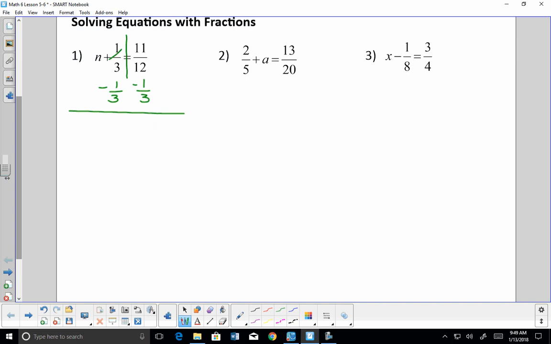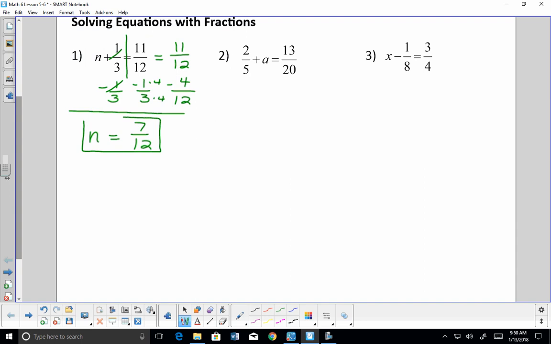1/3 minus 1/3 cancels out, leaving me with n. 11/12 minus 1/3 needs to have a common denominator in order to subtract those. The common denominator between 3 and 12 is 12. So 11/12 can stay as 11/12. 1/3 needs to change to 12ths. 3 times 4 is 12, so 1 times 4 is 4. So I'm going to have 11/12 minus 4/12, and 11/12 minus 4/12 is 7/12.